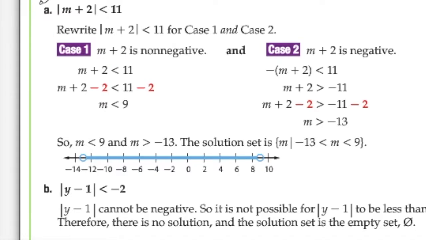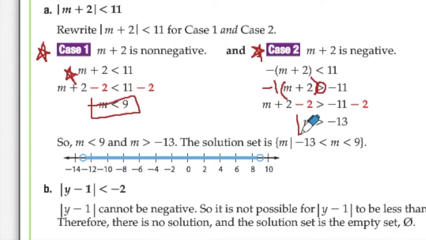In example 1, we have |m + 2| < 11. So case 1 is when what's inside the absolute value is non-negative. So we just set it up like normal. m + 2 < 11, minus 2 from both sides. m < 9. In case 2, the expression inside the absolute value symbol is negative. So we're going to set m + 2 equal to a negative 11, and because we multiplied that m + 2 times a negative 1, we did flip that symbol around, so it's greater than. Still going to subtract 2 from both sides, ending up with m > -13, and there you see the open circle at -13, and you see the open circle at 9, and then we have an intersection of those two.